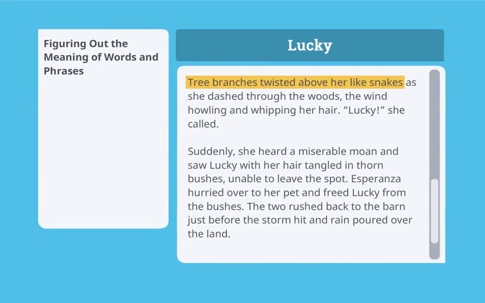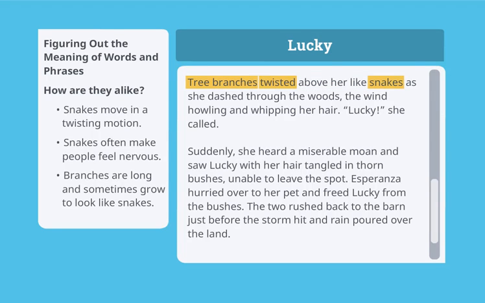Here's a simile: tree branches twisted above her like snakes. We need to ask, what is being compared? Oh, snakes! The writer is comparing tree branches and snakes. How are they alike? We know that snakes move in a twisting motion and often make people feel nervous. We also know that branches are long and sometimes grow like snakes.